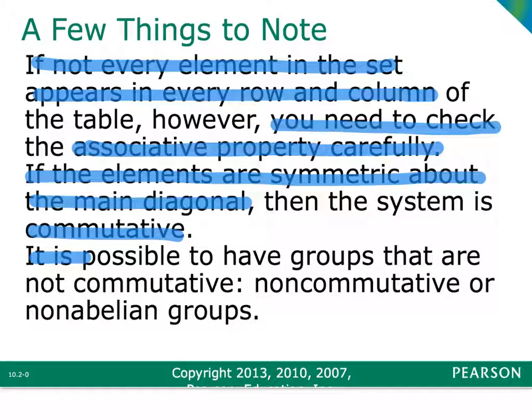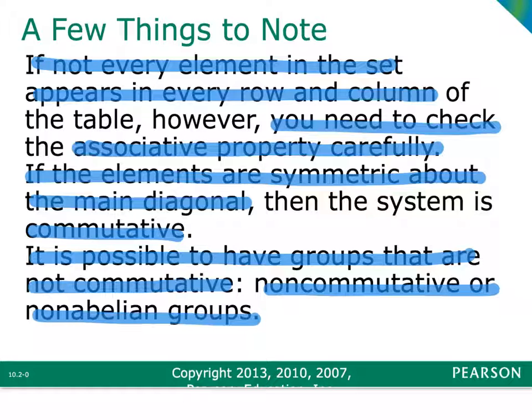Now, we can have groups that are non-commutative, and we call those non-commutative or non-abelian groups. That means it does have the associative property, but it doesn't have the commutative property. So we'll look at an example of that in class.